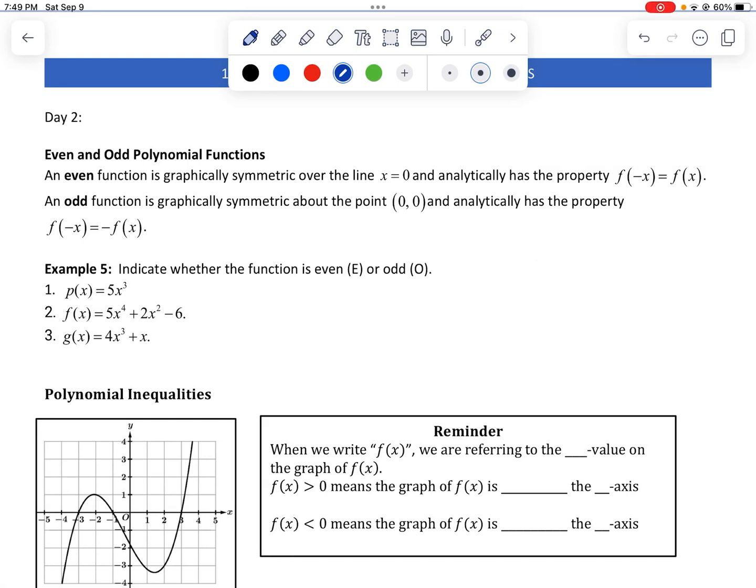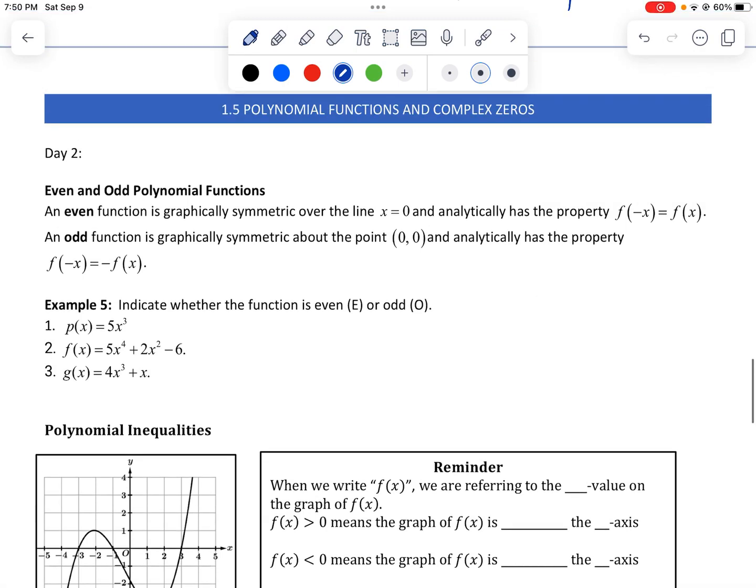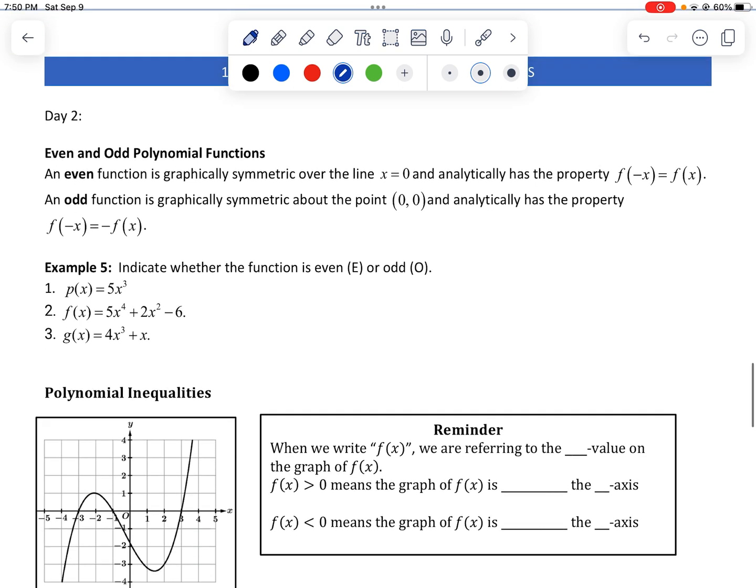So for our day 2, we're going to talk about a couple more ways of describing these polynomial functions. So one way is with an even or odd function. An even function is symmetric over the y-axis. So that means one like this would be even. You can fold it in half.